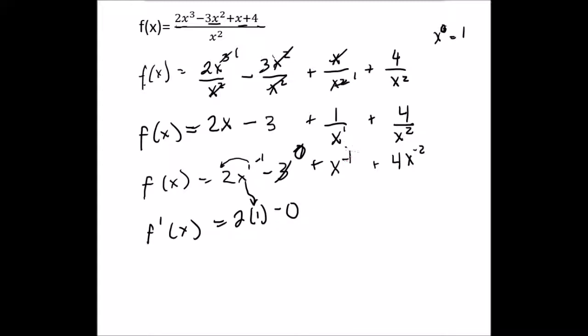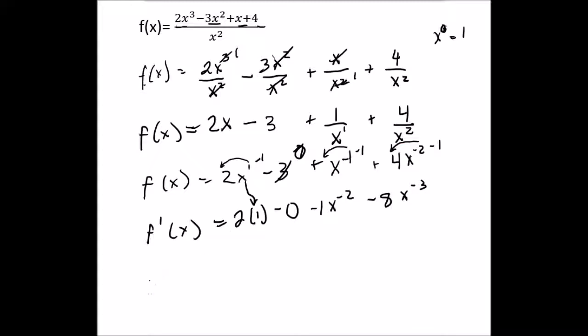Derivative here, bring the negative 1 in front. So we have negative 1 times a plus, which is a negative 1. And then we subtract 1. Negative 1 minus 1 is a negative 2. Bring the negative 2 in front. Negative 2 times 4 is a negative 8. And then we subtract 1. Negative 2 minus 1 is a negative 3.